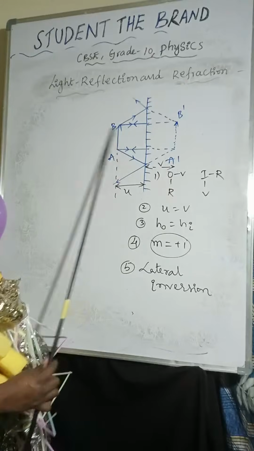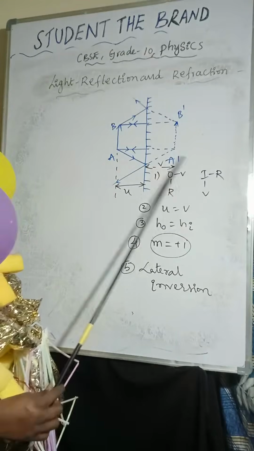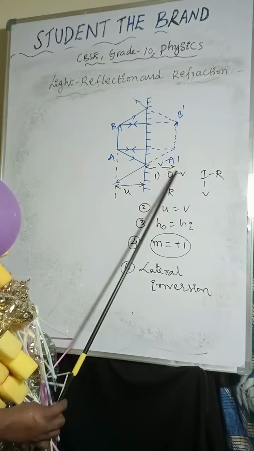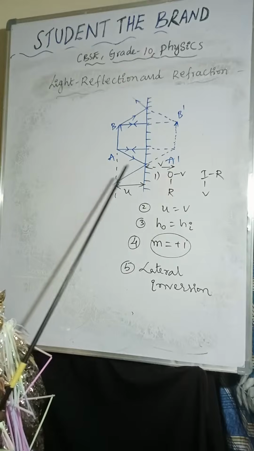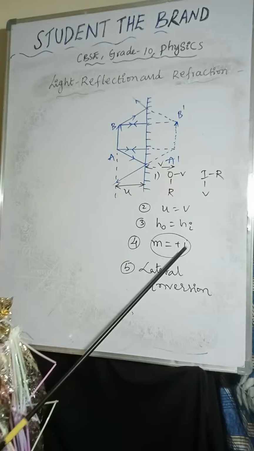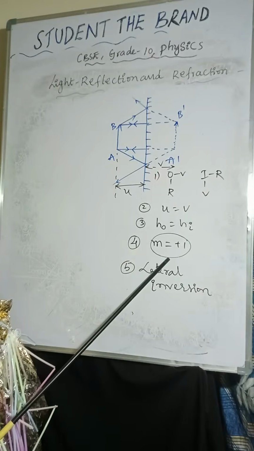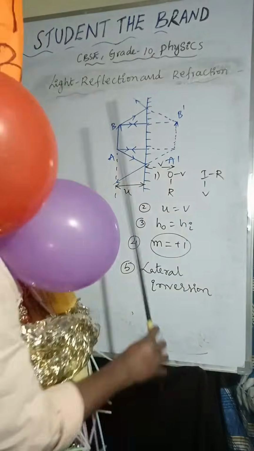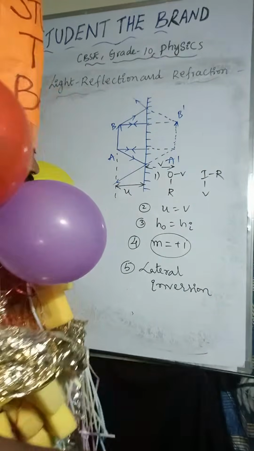So this is about characteristics of the image formed by the plane mirror. Object is real, image is virtual, object is virtual, image is real, object distance is equal to image distance, height of the object is equal to height of the image, magnification of the plane mirror is +1, and it also shows lateral inversion. So next we will discuss spherical mirror.